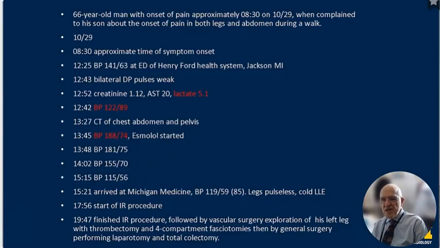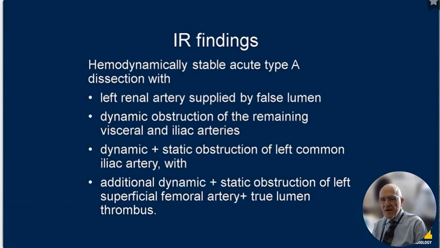The patient was transferred to Michigan Medicine, and the IR procedure to restore perfusion began 9.5 hours after onset of symptoms. IR found left renal artery supplied by the false lumen, dynamic obstruction of the remaining visceral and common iliac arteries, and dynamic plus static obstruction of the left common iliac artery, with true lumen thrombus in left iliofemoral arteries, treated with thrombolysis, fenestration, and stenting.